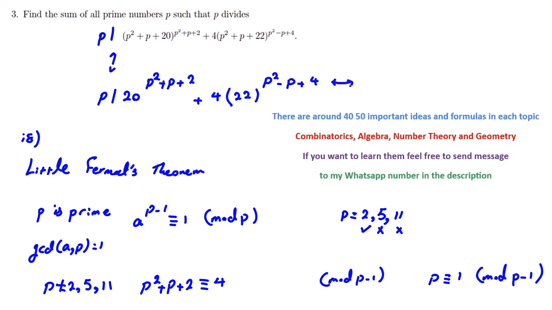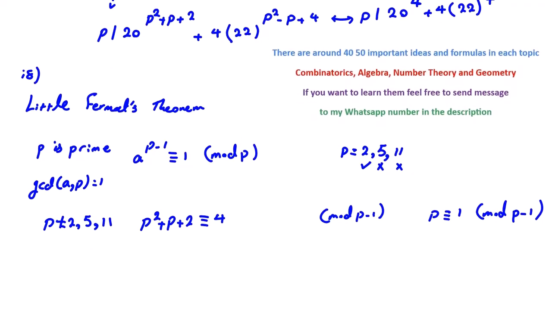So we can conclude that when p is not 2, 5, 11, p divides 20 to the power of 4. What about this one? Similarly, p is 1 mod p minus 1, so 1 minus 1 plus 4 will be 4, giving 4 times 22 to the power of 4. So p should divide 20 to the 4 plus 4 times 22 to the 4. Now we factor out 2 to the 6. 20 is 4 times 5, so 2 to the 8; 22 is 2 times 11. So it's 2 to the 6 times 5 to the 4 plus 11 to the 4.